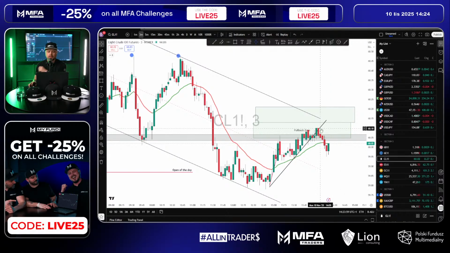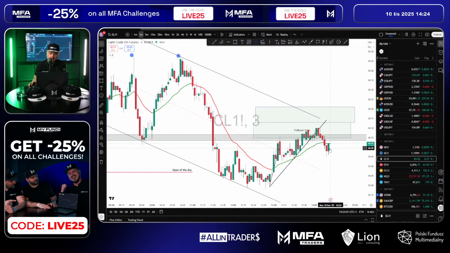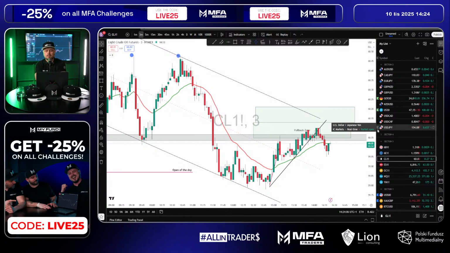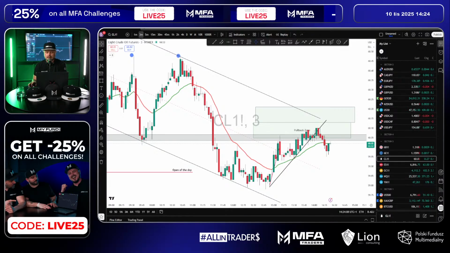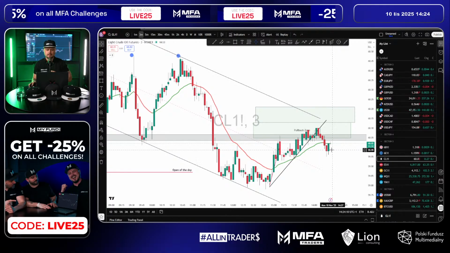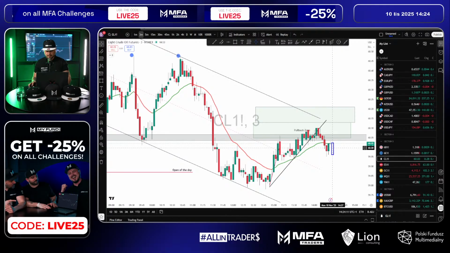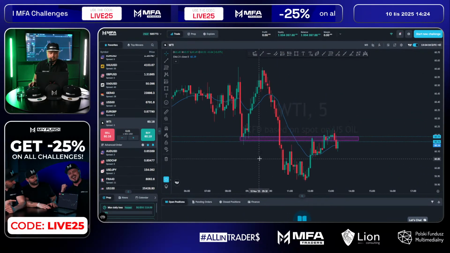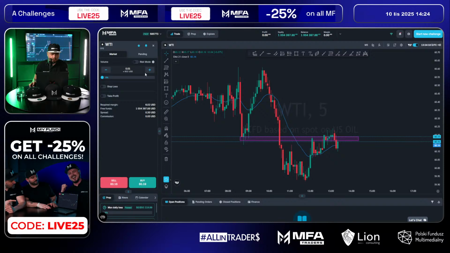Okay, we got the beginning of micro rotation. Now we can see pullback, and we will see what's gonna happen. I need to calculate position, because if we're gonna see a bearish candle, we can enter the position basically. It's not that hard.